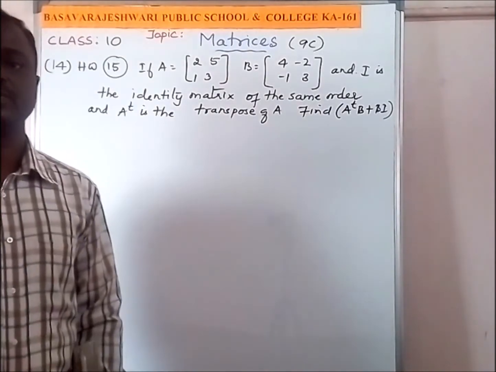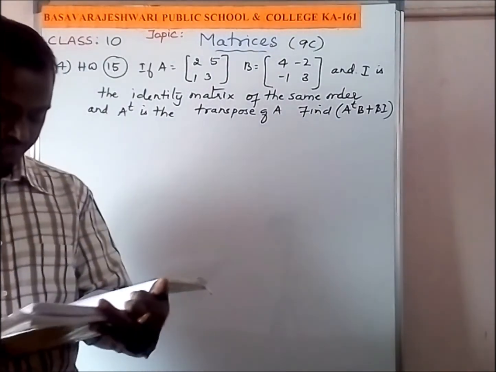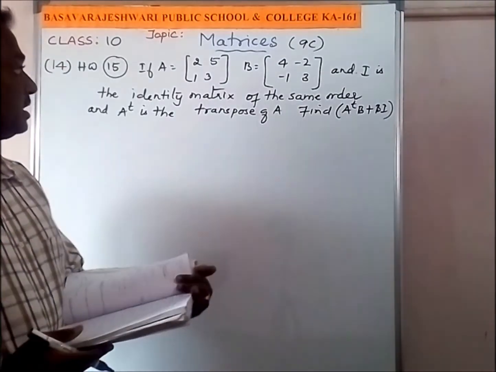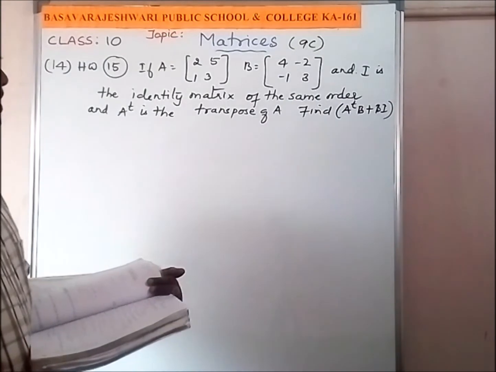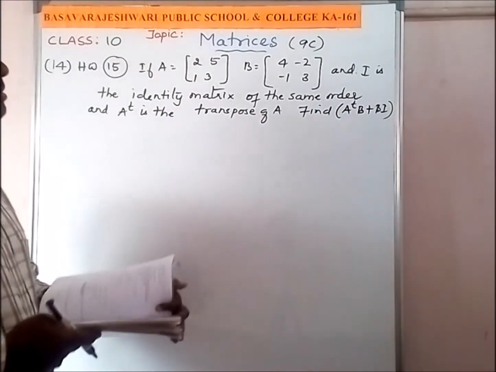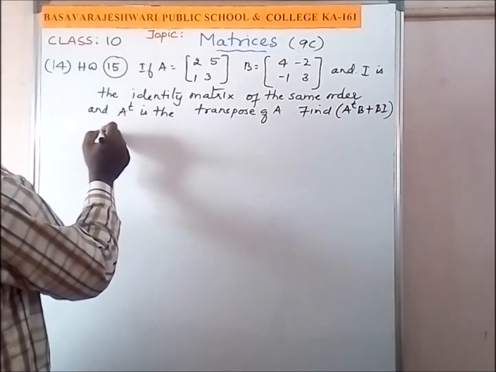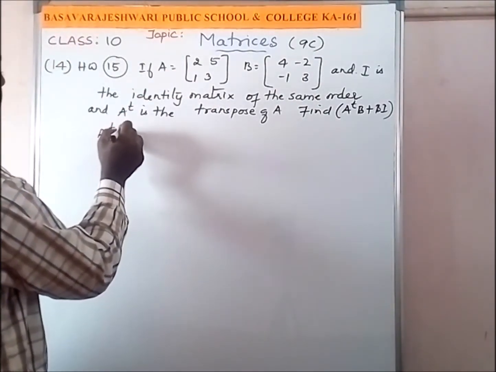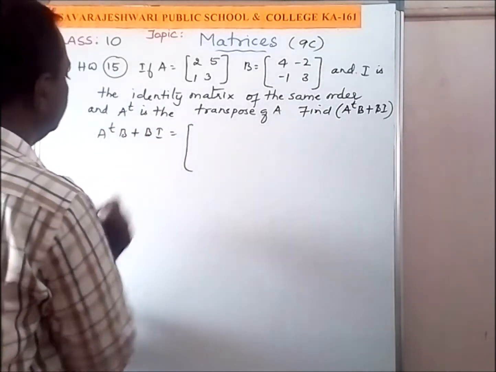So in this session, I will start with question number 14 of exercise 9C. A matrix and B matrix are given. I is called identity matrix of the same order. A to the power of T is the transpose of A. Find A to the power of T B plus B I. Now A to the power of T B plus B into I is equal to.